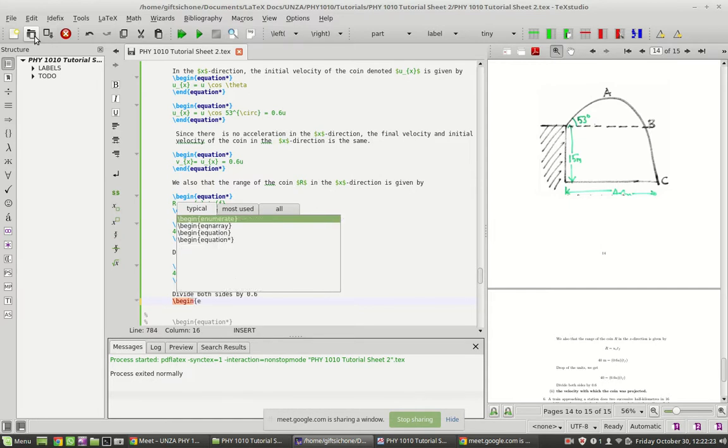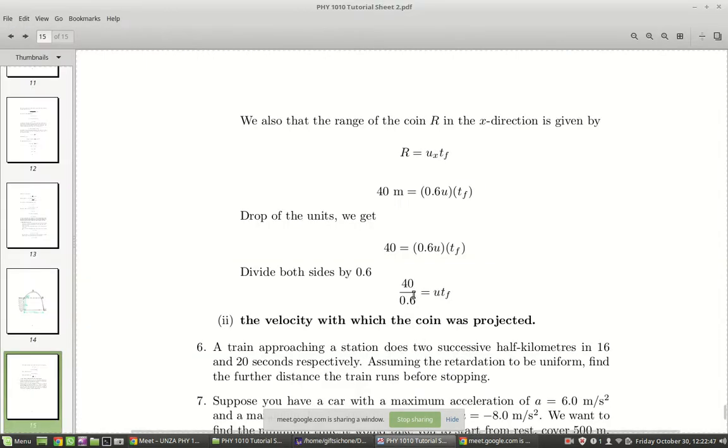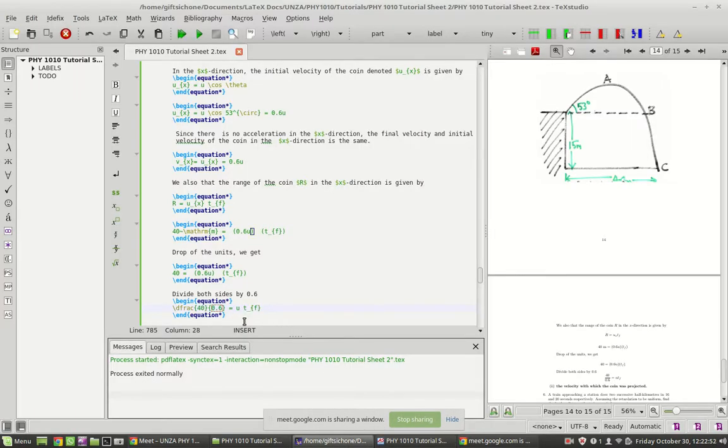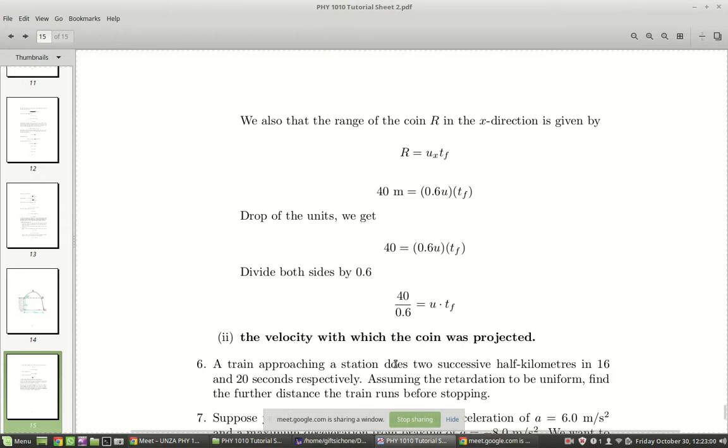At the moment, there's very little we can do, okay? Because that's what you've been given. From anything we can do in the x, there is very limited stuff. U, then TF. How much is 40 divided by 0.6?